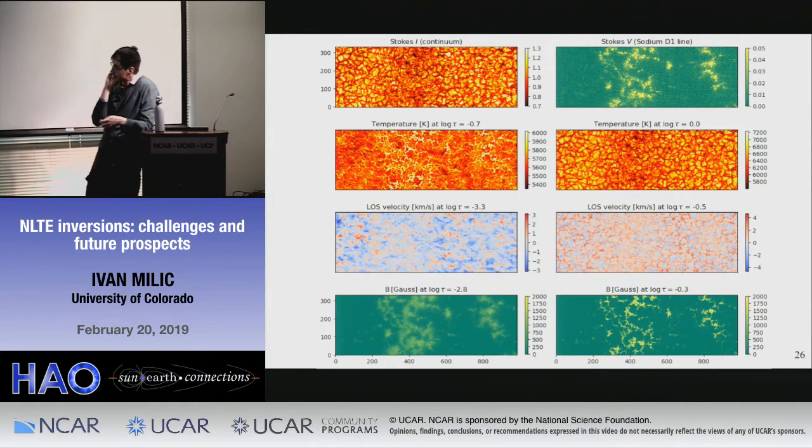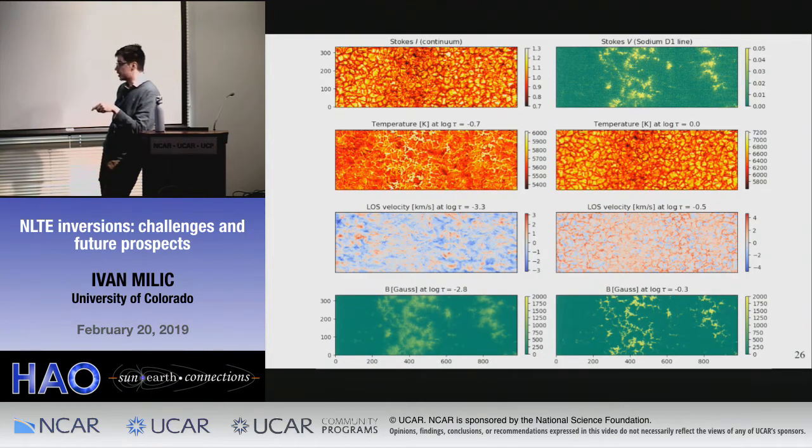Okay. But what we have here, so I'm plotting basically the results, the values of the quantities in the nodes that I have used. So here we have the temperature at the photosphere, and that is more or less straightforward. Then we have a temperature in the upper layer. In this case, it's log tau -0.7. And you see here nicely the plage and the inverse granulation and so on.